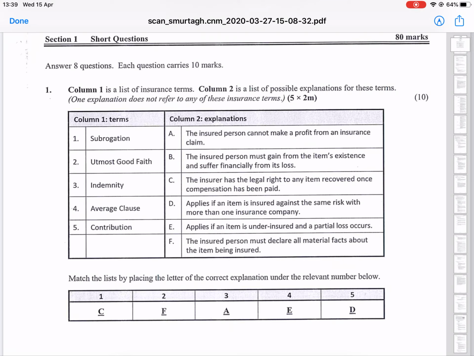Now it's obvious as well that the letter B, the insured person must gain from the item's existence and suffer financially from its loss, was the odd one out in this scenario, and that would be the missing insurance principle, which would be insurable interest. So that one should have been fairly okay for any higher level Leaving Cert student.